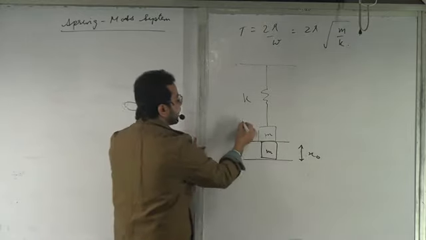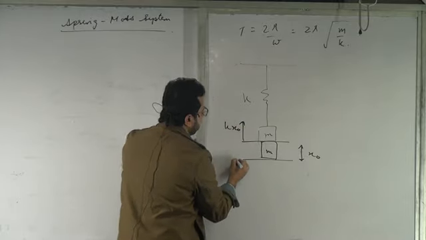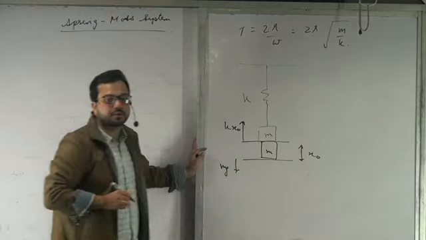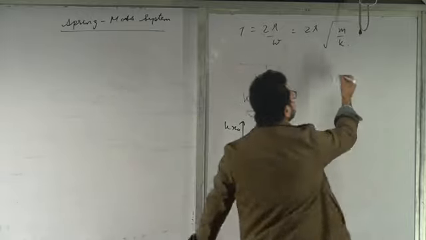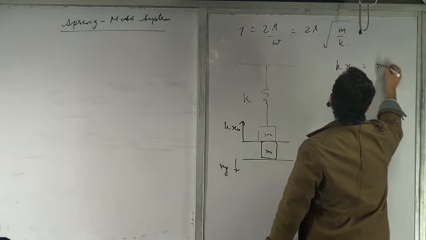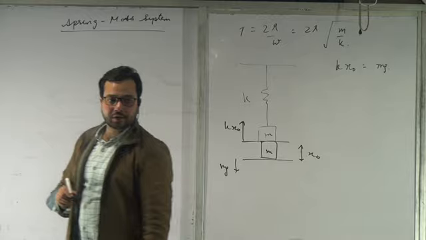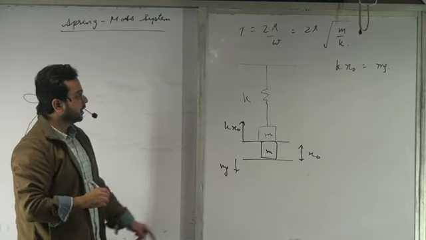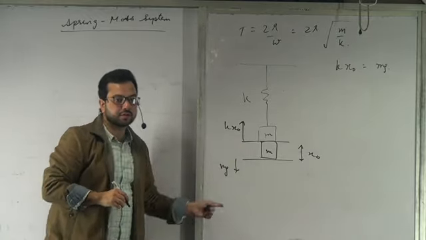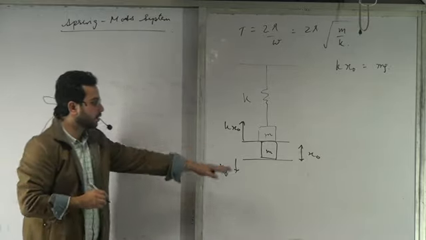So what are the forces acting? kx naught and mg. This is the equilibrium position. So at the equilibrium position, can I write kx naught is equal to mg? Okay. So this is equal to this. All right, is that clear?